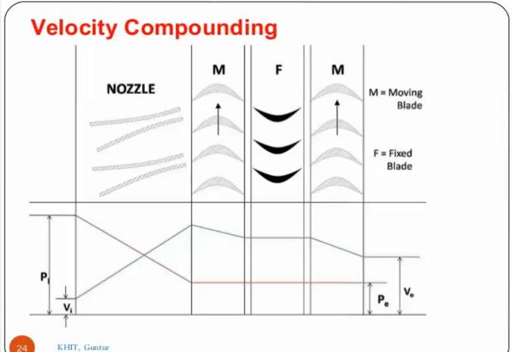At the moving blade, the velocity decreases, and in the fixed blade the velocity remains constant, and again the moving blade decreases some velocity of the steam. That is noted as VE and pressure PE, with the initial pressure and velocity being PI and VI. You can see that the fixed blades show a constant relationship, by which we are able to get high velocity at the second stage of the blade.